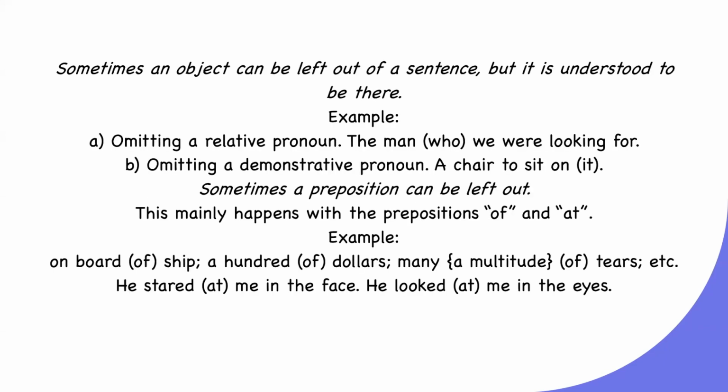Sometimes an object can be left out of a sentence, but it is understood to be there. For example, omitting a relative pronoun: the man who we were looking for, or the man we were looking for. Omitting a demonstrative pronoun: a chair to sit on it.